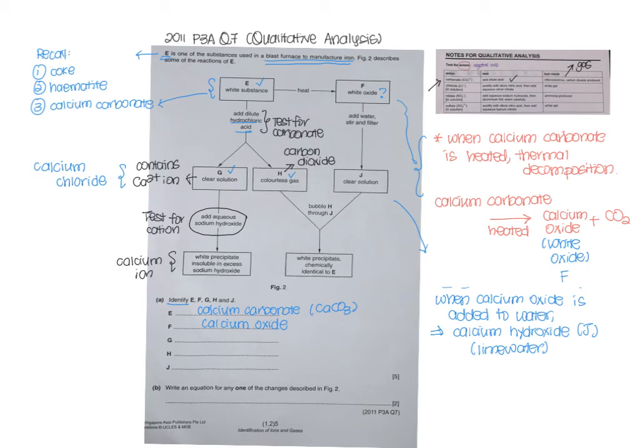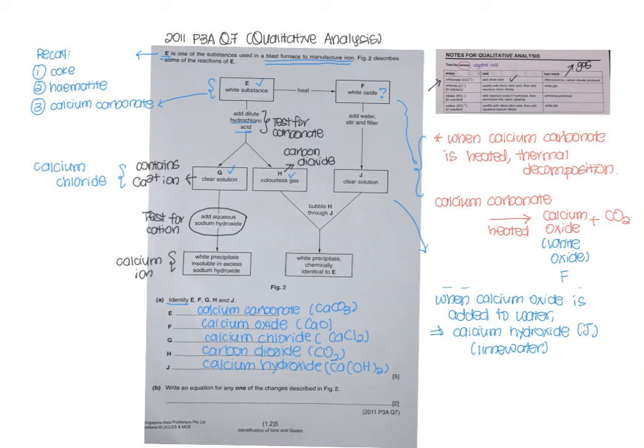Next up, we would like to have G. CaO. H. J. Ca(OH)2.